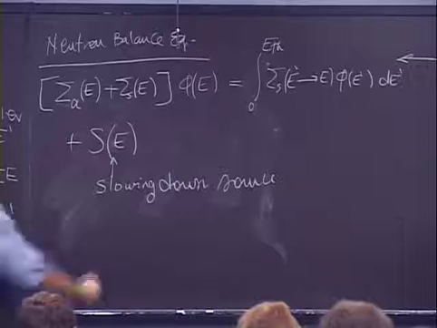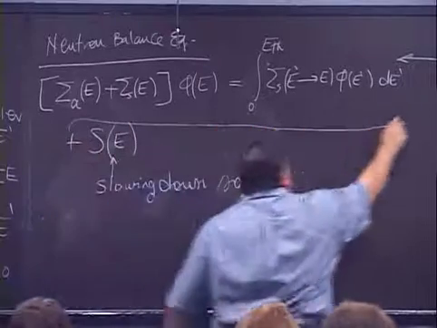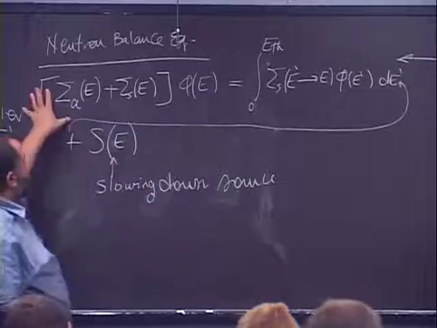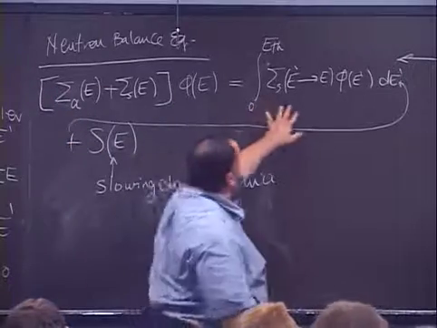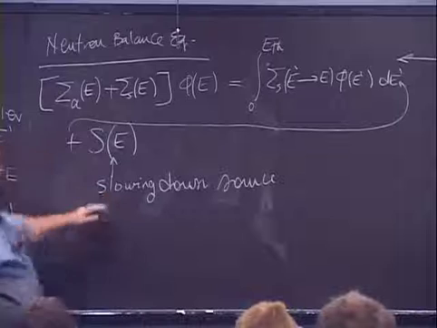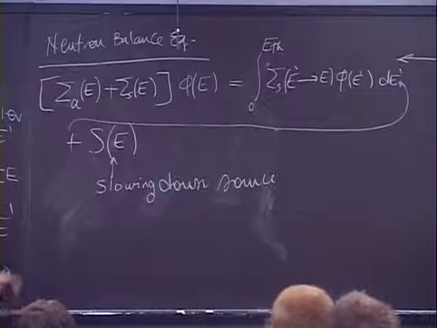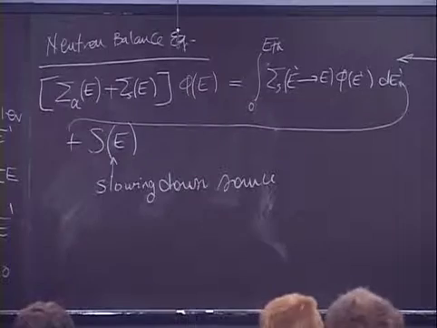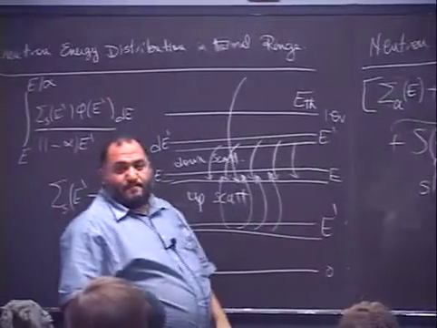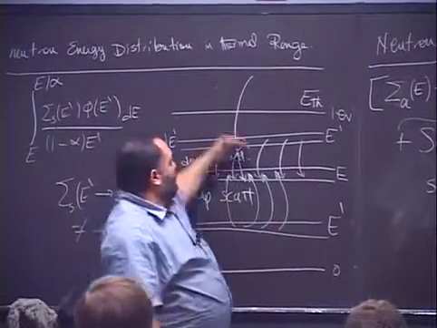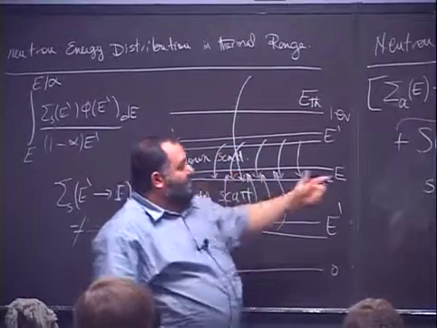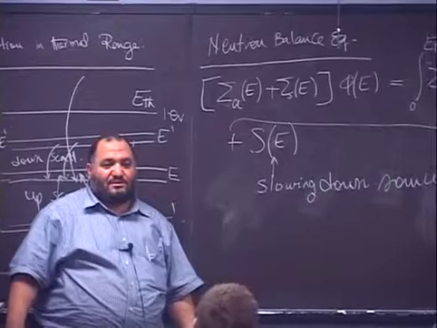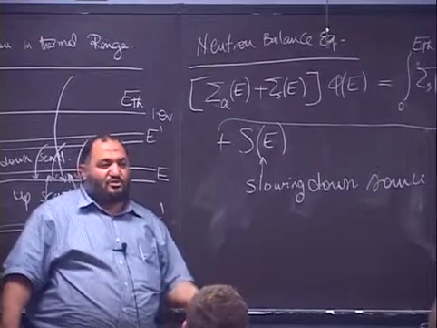Okay guys? So this plus is after this one. So this is equal to this term plus this term, and this term is just the slowing down source. So you know what this source is. It's the source that comes from slowing down. All the neutrons that slow down up to the energy E. And this slowing down is actually related to the slowing down density.